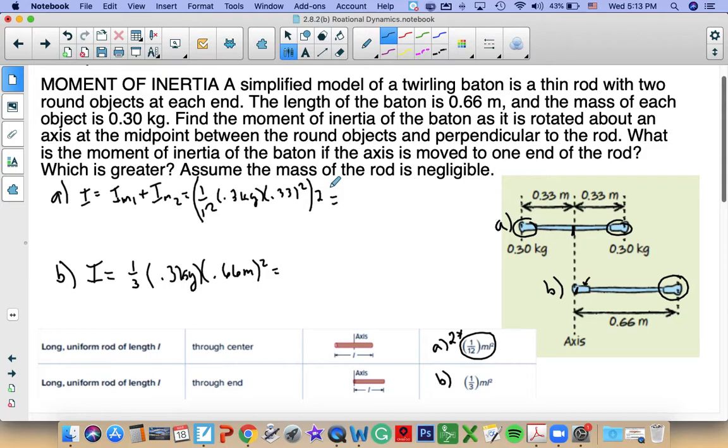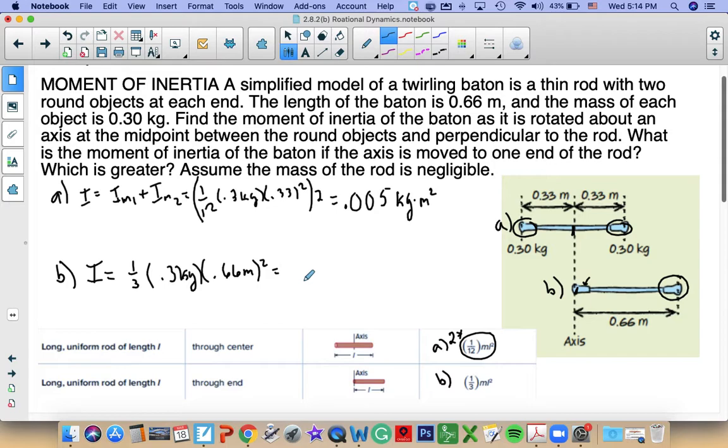And so 1/12 times 0.3 times 0.33 squared. And I am taking that times 2. So for the top one, I have a moment of inertia of 0.005. And do you remember what the units are? So it is a mass times a radius squared. So it's kilograms meters squared.